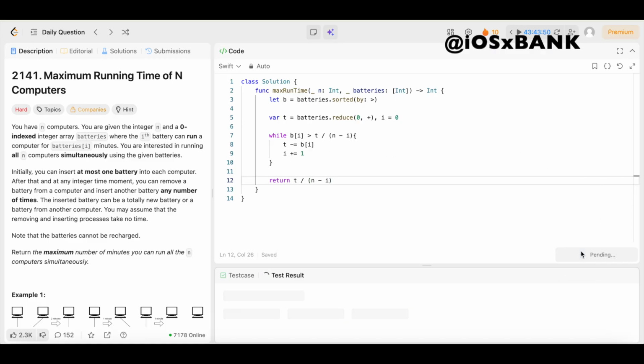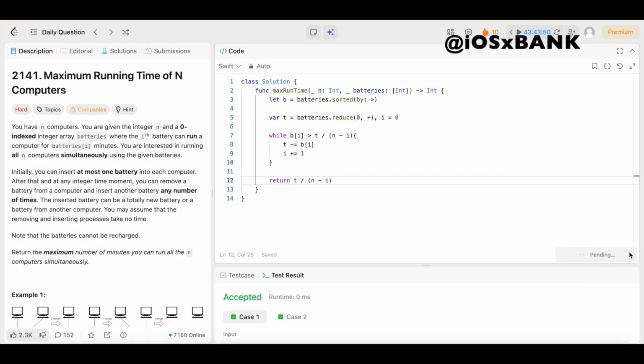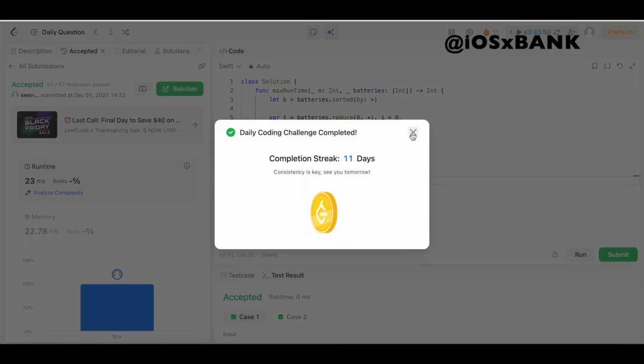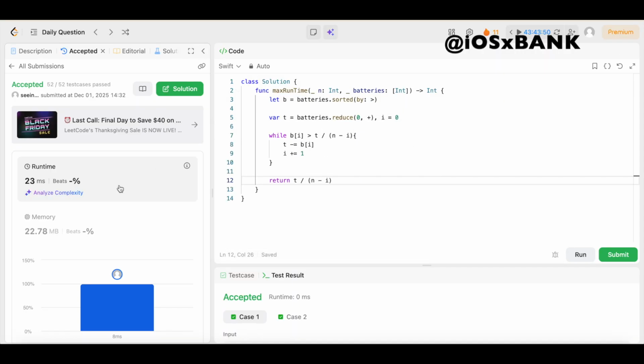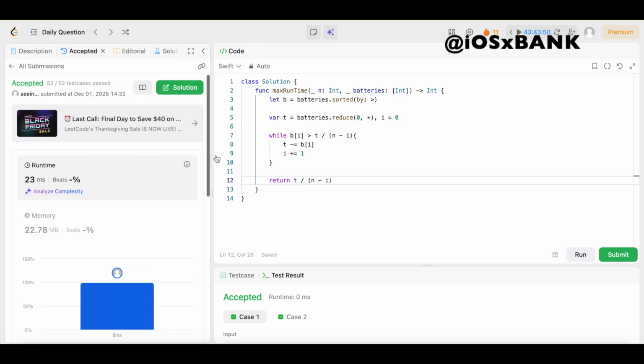Let's give it a run. Make sure it runs properly. Before we submit it, it's accepted, so let's go ahead and submit it. Make sure it's still accepted after we submit it. And look at that, y'all. 23 milliseconds beats this dash. I don't know what this dash means, but I'll take it, y'all.